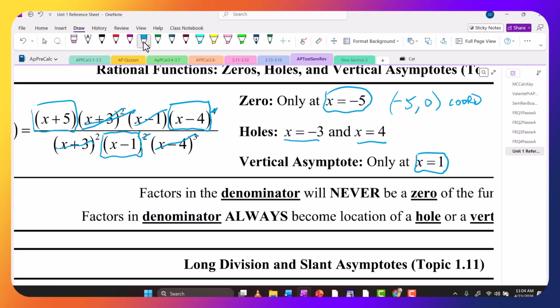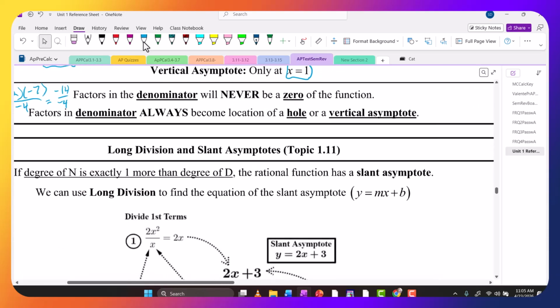But what are these holes? I'm only going to do one of them. They're located at -3 comma, plugging in -3 into the leftovers. So -3 plus 5 is 2. -3 minus 4 is -7. -3 minus 1 is -4. Okay, that's -14 over -4. You don't really have to reduce, but I will. That's 7 halves. You do the same for 4. You'd plug it in and see what the output is in the leftovers. So try to remember that for holes.